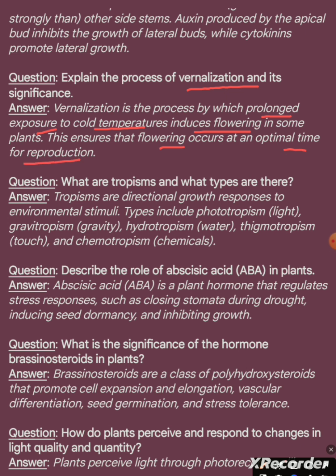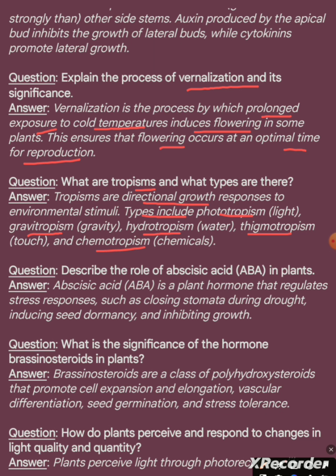Next question. What are tropisms and what types are there? Answer: Tropisms are directional growth responses to environmental stimuli. Types include phototropism, light; gravitropism, gravity; hydrotropism, water; thigmotropism, touch; and chemotropism, chemicals.